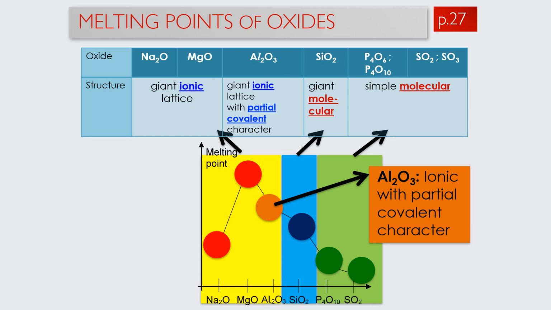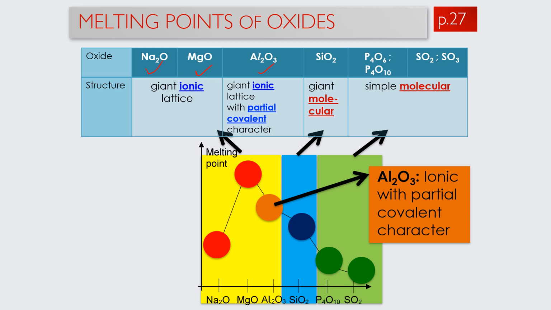This graph shows the variation in the melting point of the period 3 oxides as you move across period 3. So generally, the metal oxides have very high melting points, with some variation as you move from magnesium oxide to aluminium oxide due to the increasing covalent character present.